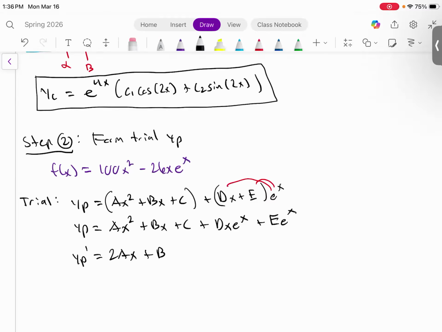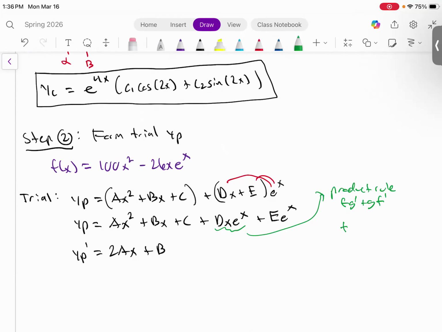And here's where we have to be careful with dx e to the x, because this is going to require a product rule. Right? It's f times g prime plus g times f prime. And we'll say f is dx, g is e to the x, so f prime is just d, and g prime is itself, e to the x.